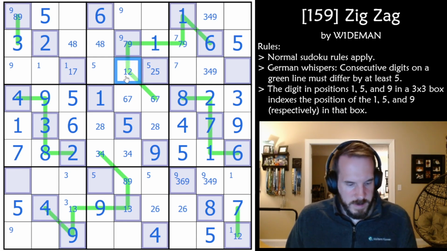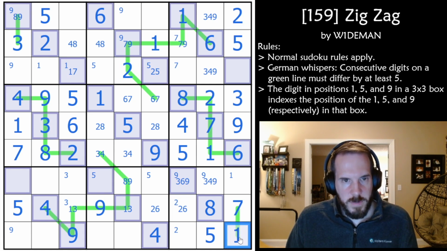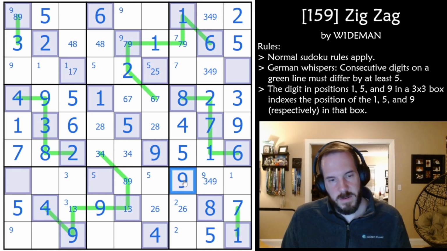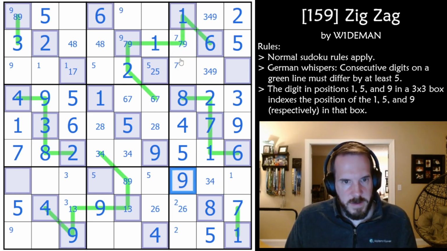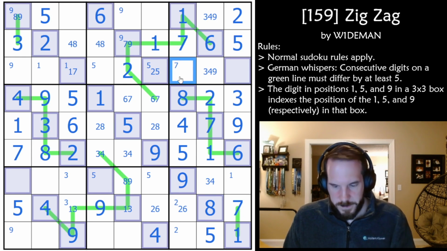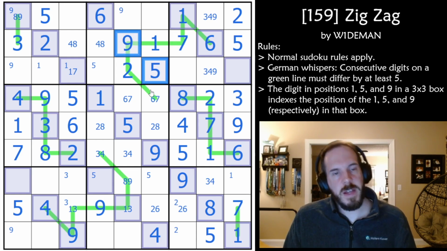Oh, this 1 looks at this cell, makes this a 2. 2 by Sudoku can only go here and then down here. So this 2 looks at this, makes this a 1, which then indexes a 9 here. That's not 9. This 9 looks up, makes this a 7. That makes this a 9, which makes this a 5. So we've got sort of cross-indexing cells here.